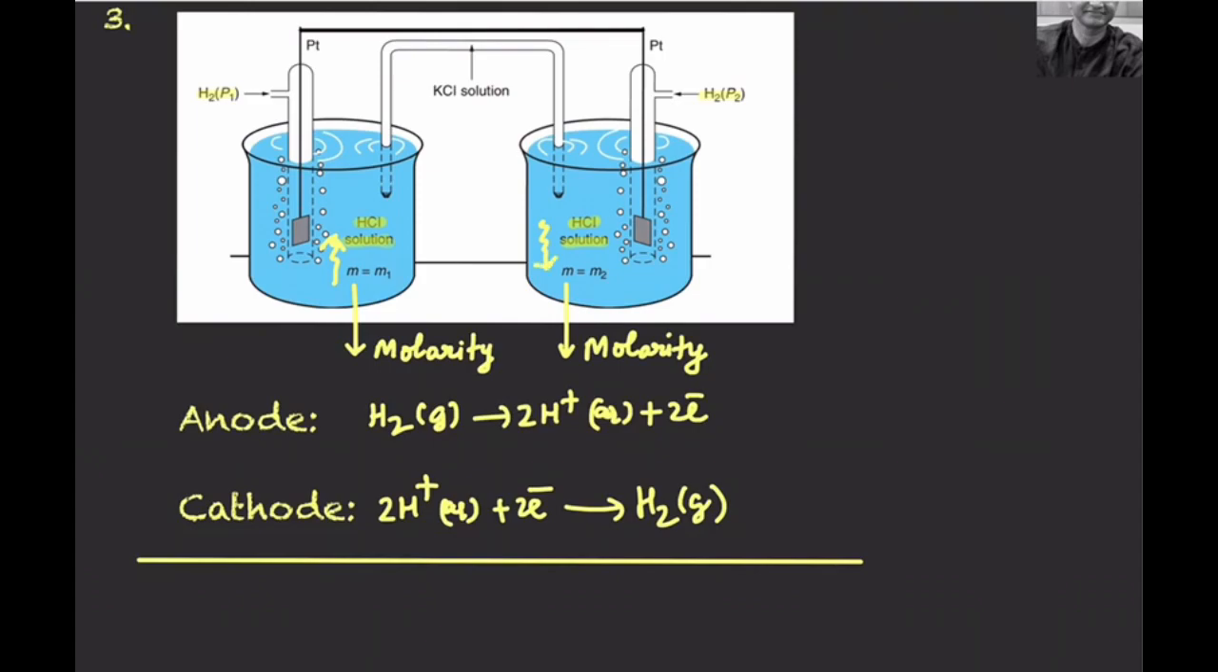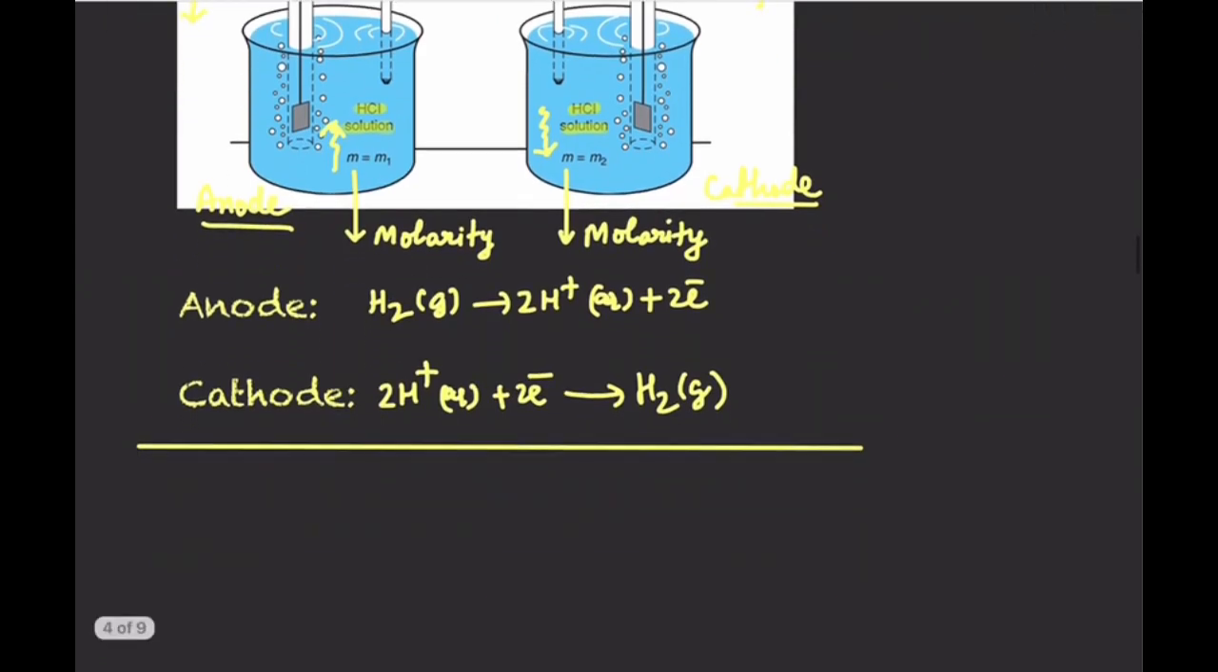If I am assuming that left hand side is anode and the right hand side is cathode, then I can say that in anode the concentration of H plus ion should increase with time, while in cathode the concentration of H plus ion should decrease with time. While in case of pressure of hydrogen gas in anodic compartment, the pressure of hydrogen gas should decrease with time because hydrogen gas is consumed here, while in cathodic compartment the pressure of hydrogen gas should increase with time.